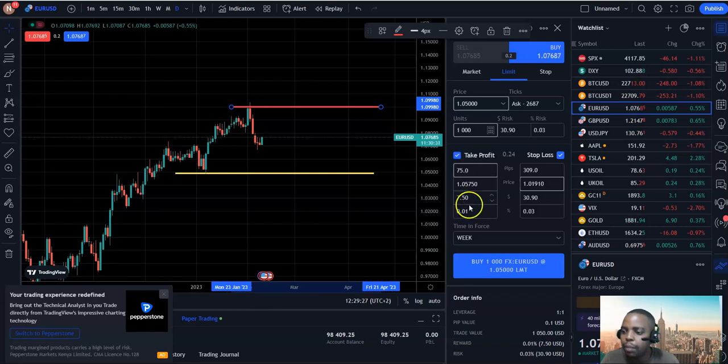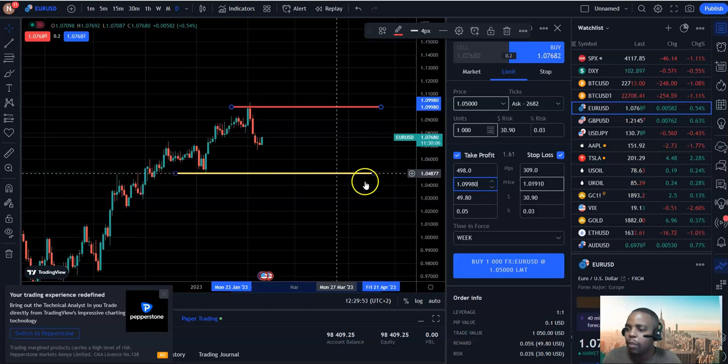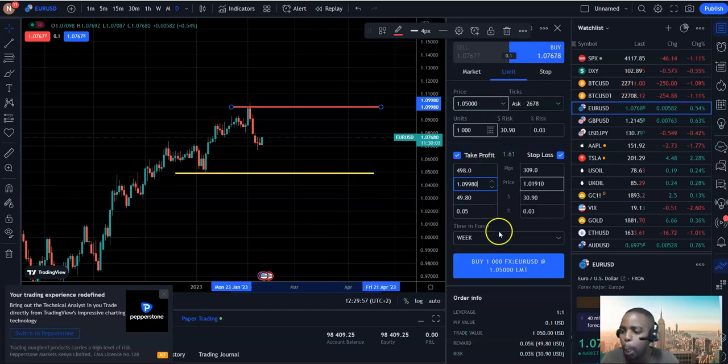So I say take profit, take it out there, and then I can say 1.09980. It also highlights for you where you have put in that automatically. That's why I love TradingView. It's advanced and it can be used. So you have your stop loss and your take profit, and you know where you want to trigger your price. So you have your limit order.